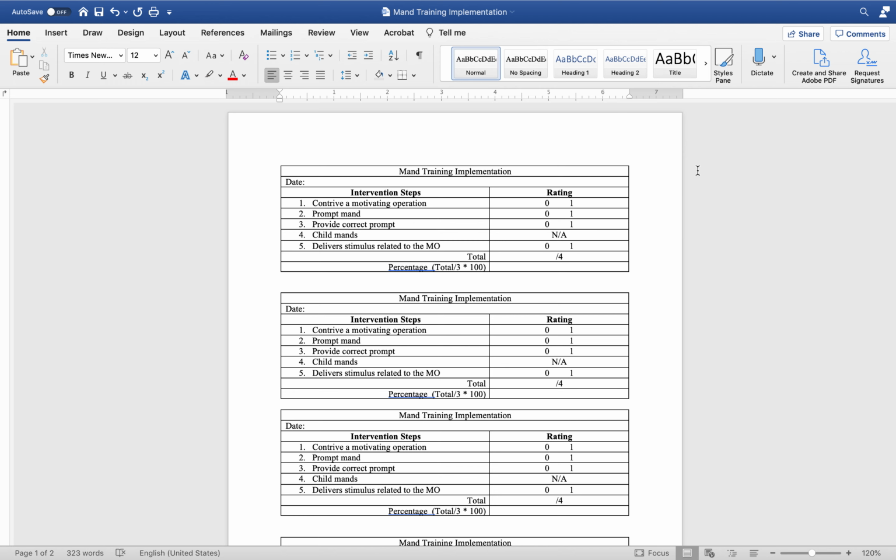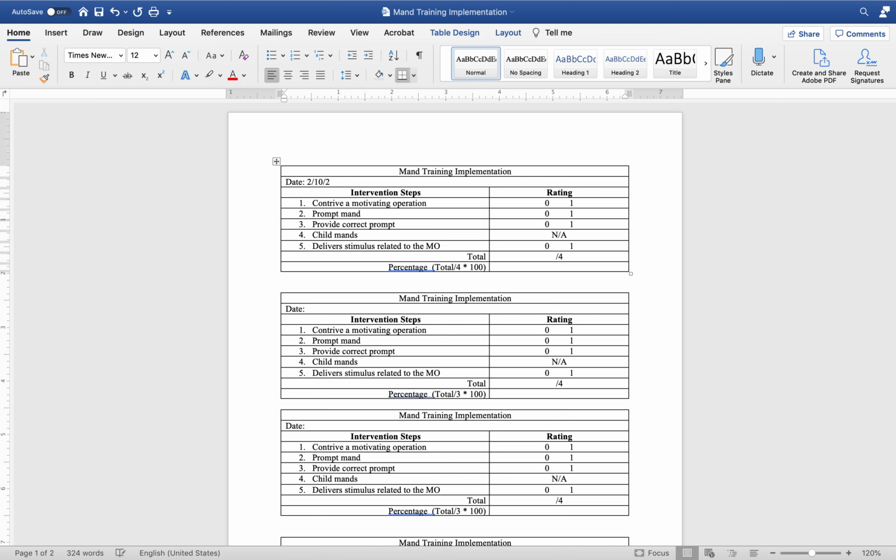to take data on the MAND training implementation. So one partner will be doing the MAND training while the other partner takes data on the trainer's behavior. So if my partner is implementing the MAND training and I'm taking data on them, I would write my date.